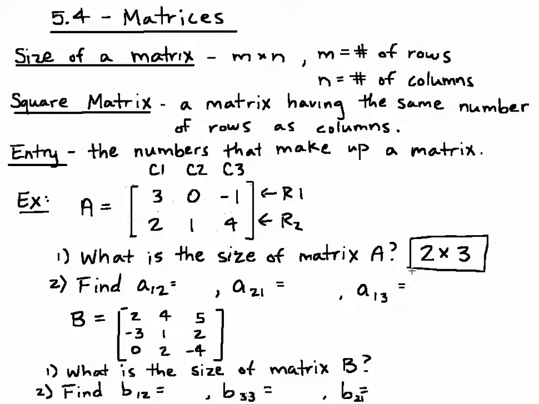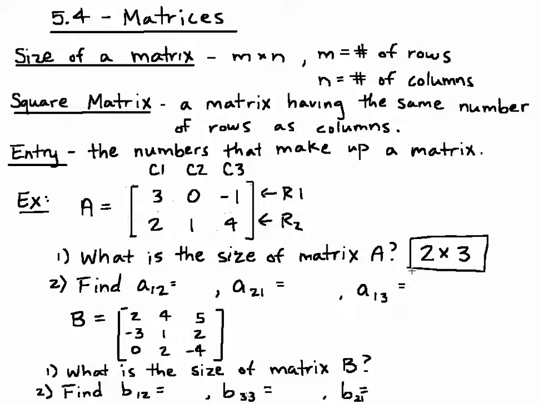And then skipping down to what an entry is. An entry is all the numbers that make up a matrix. And we need to be able to identify the different entries. In this matrix A, we have 6 entries: 3, 0, negative 1, 2, 1, and 4.